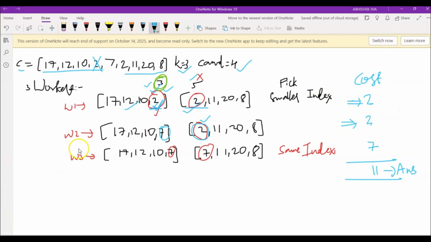In our final session, the first 4 would be 17, 12, 10 and 7, and the last 4 group would be again 7, 11, 20 and 8. Here we can see that the 7 is present in both of the groups.